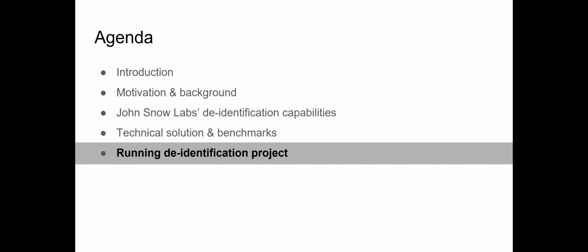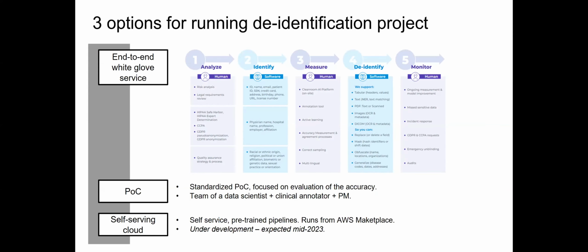So now let's consider how to run a de-identification project, or de-identification solution, with Johnson Labs. There are several options. Let me start with the most complex, the end-to-end white glove de-identification service. We take care of everything from legal analysis and risk analysis to the operation of the solution.